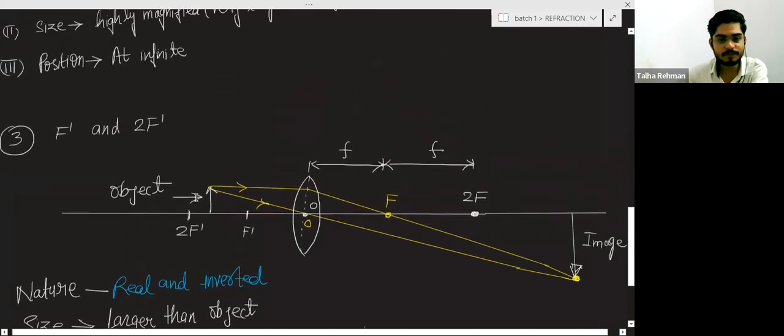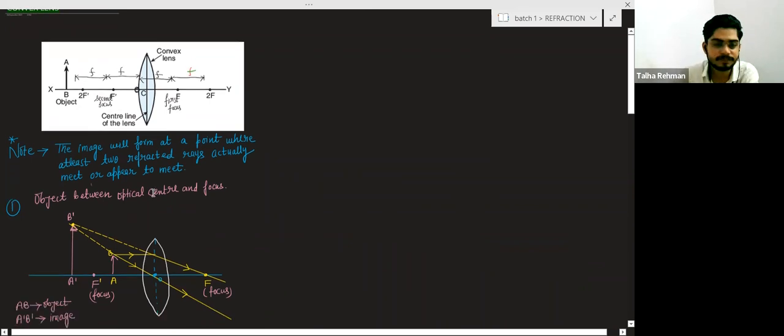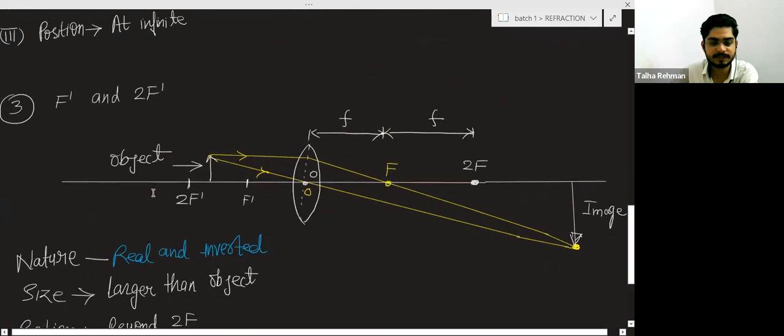So now what we will do? We have just placed the object between f dash and 2f dash. Actually, we are moving in this direction, taking the object with us. Earlier the object was here. Now I am placing the object at 2f dash. Fourth case.